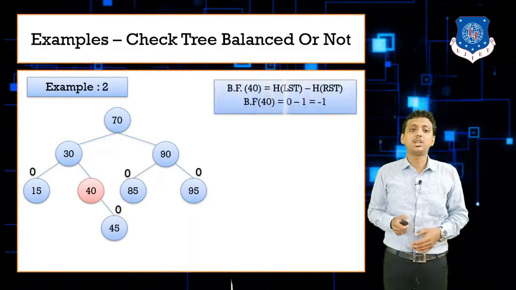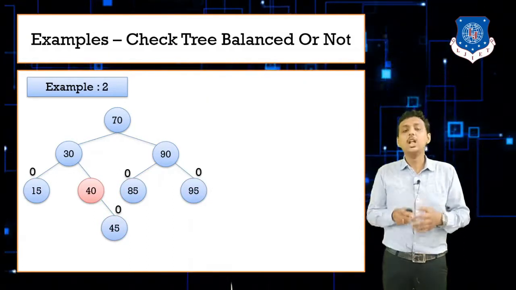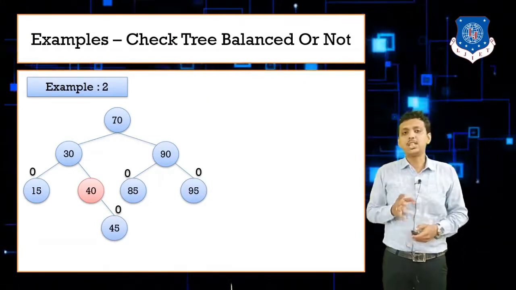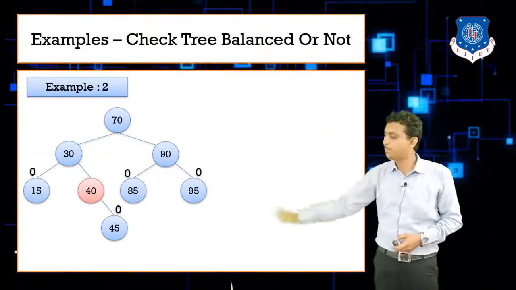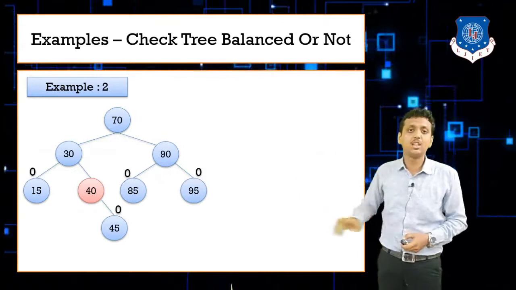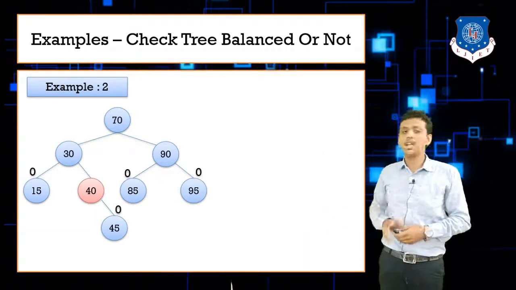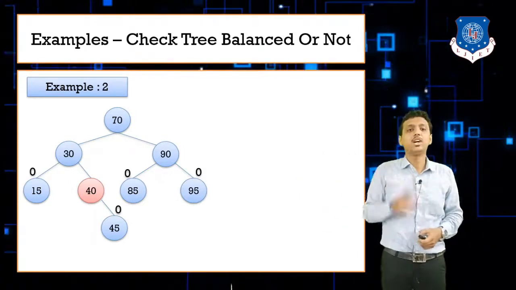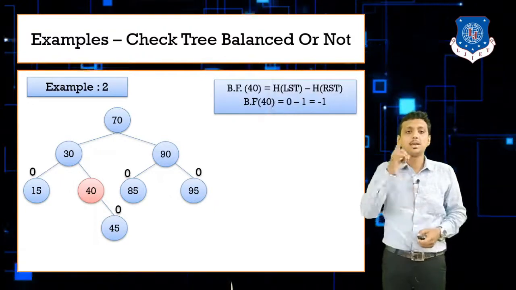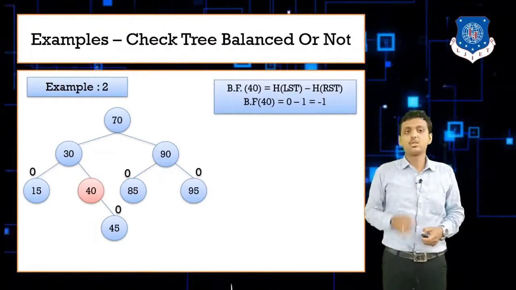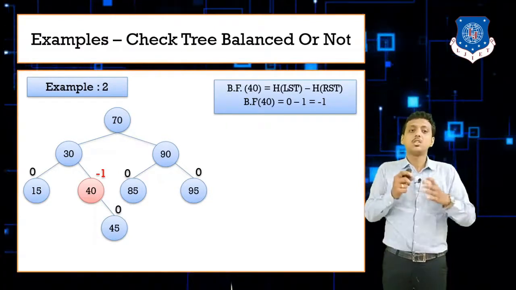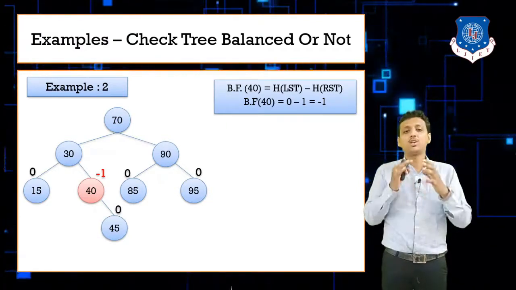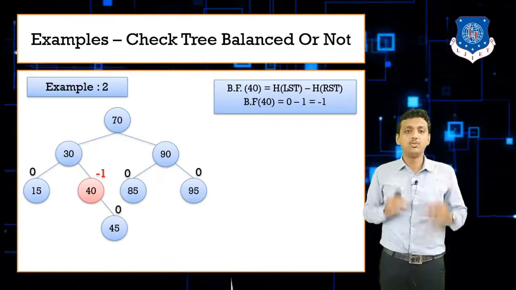Now let's start with node 40. For node 40, students, the left subtree height is 0, and in the right subtree we have one level, that's why 1. So 0 minus 1 becomes -1. So the balancing factor of 40 is -1.